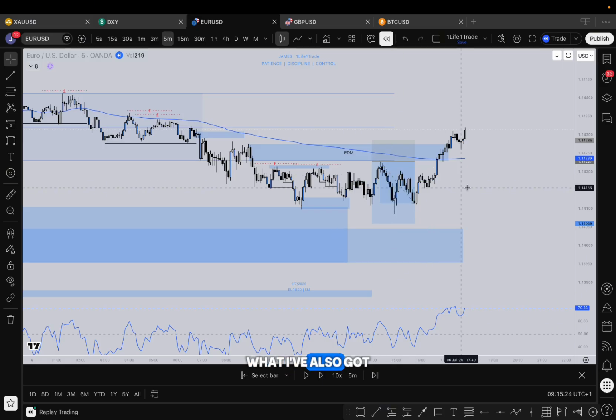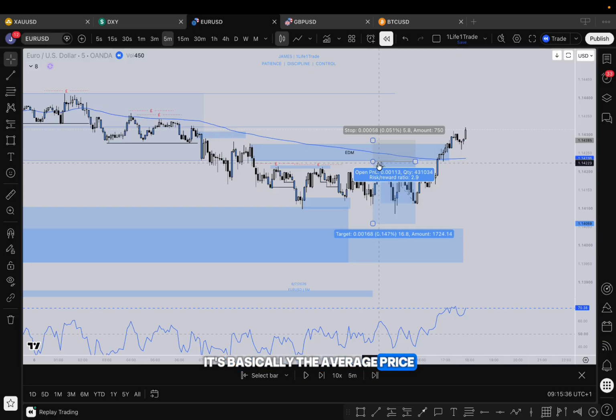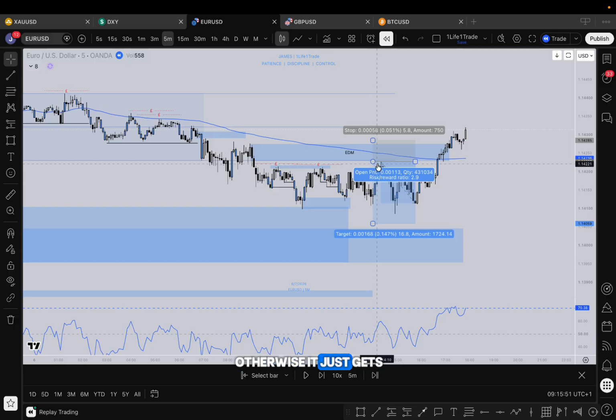Now, what I've also got here, when I'm looking for this to come up here, you can see that we've got the VWAP there. The VWAP is a volume weighted average price. So it's basically the average price of what's going on, and it's quite a good confluence. You get a lot of indicators that lag quite a bit, but this one's quite up to date. So basically, if you're looking for a sell, I'm trying to dumb this down a little bit because otherwise it just gets too confusing.